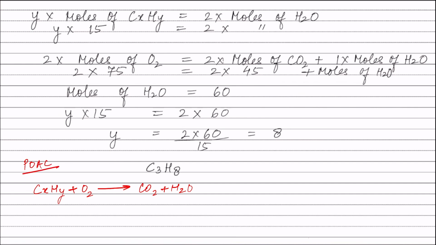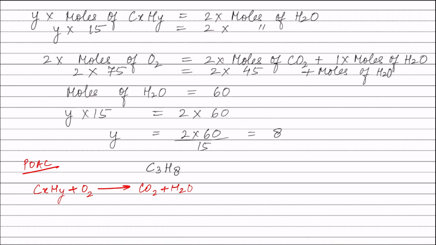Principle of atom conservation means the total number of moles of atoms on the reactant side will be equal to the total number of moles of atoms on the product side. Now applying the principle of atom conservation on oxygen atoms, the number of moles of oxygen atoms on the reactant side will be equal to the number of moles of oxygen atoms on the product side.